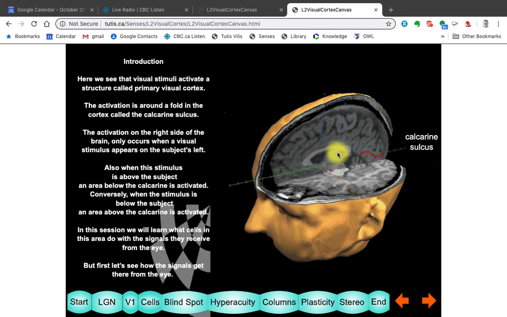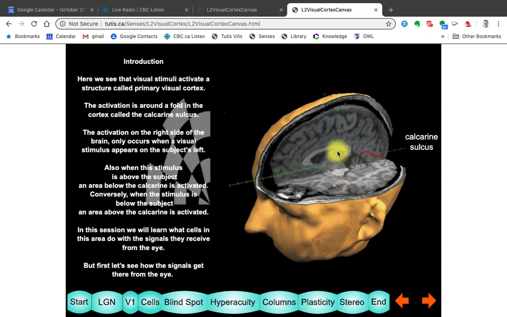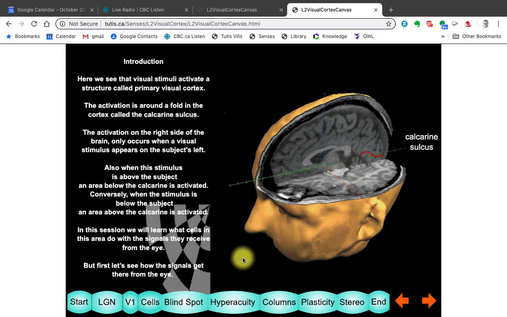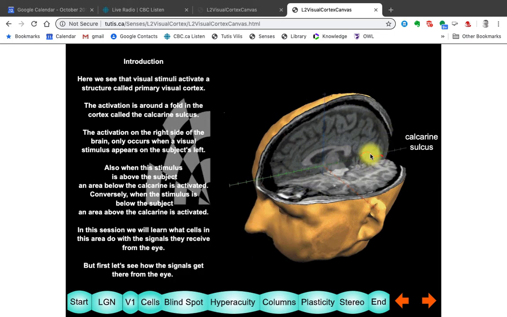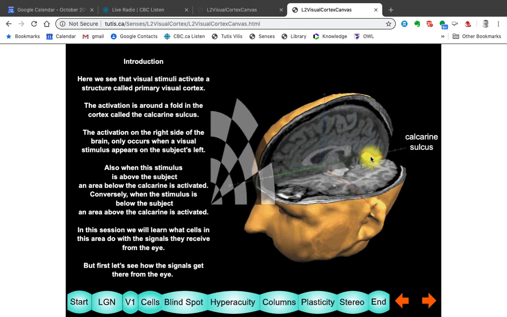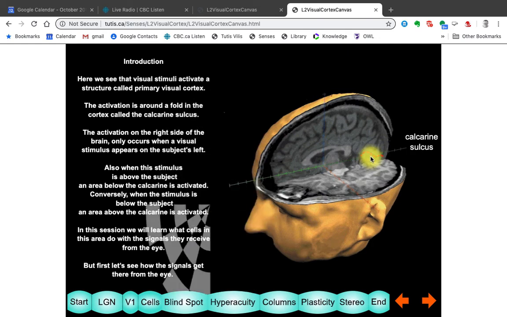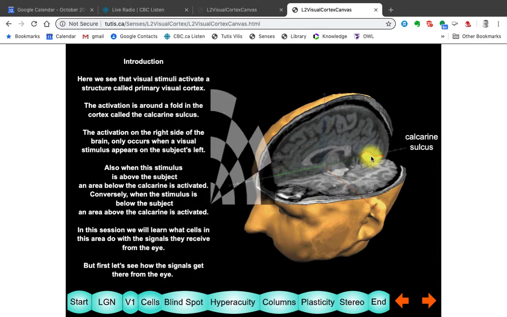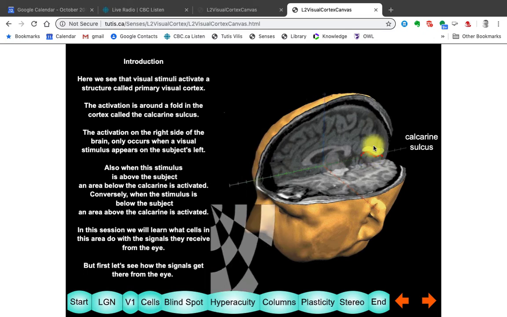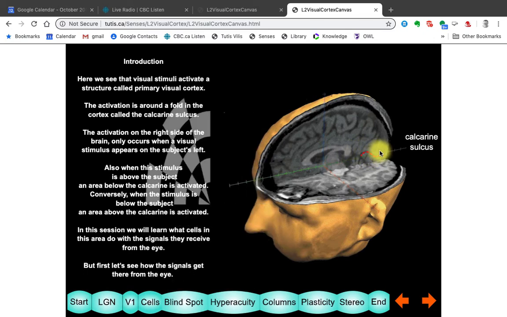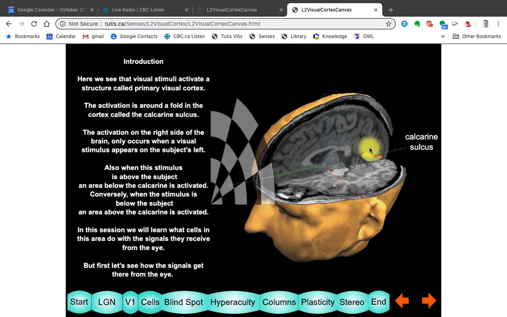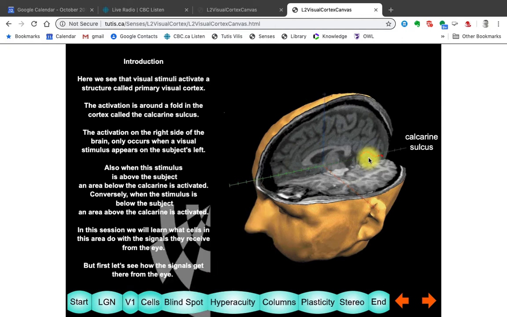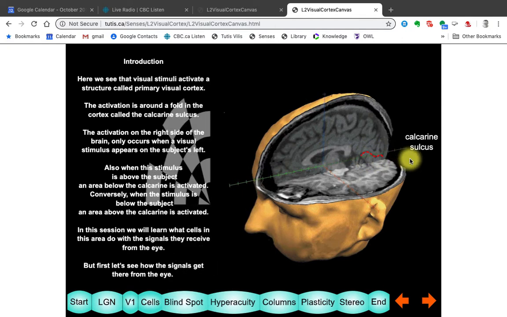But it only lights up when it's on the opposite side. So this is the right side, and when things on the left appear, then you get activity on this side. The other thing to notice is that when it's below where you're looking, the activity appears above this line, and vice versa. When you're looking above, it appears below this line, the calcarine sulcus.